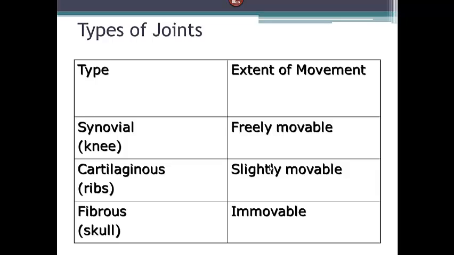Synovial joint is a freely movable joint. You had this concept before in pathophysiology. An example of a synovial joint is the knee. Cartilaginous joint, the rib is an example, and has slight movement, so the motion is limited, but it has slight movement with inspiration. Fibrous type of joint is immovable, so there's no movement at all. And an example of those is the skull.